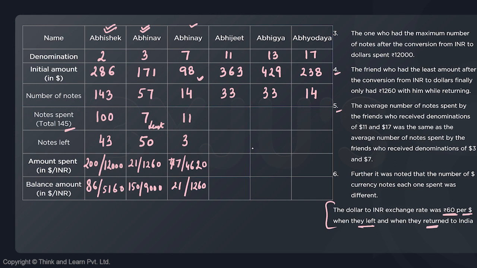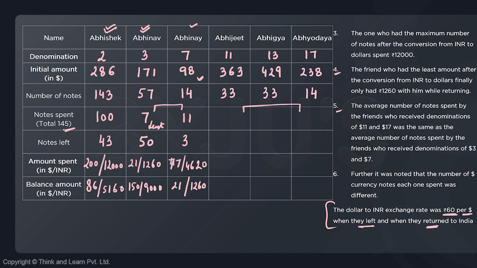Come to point number 5 now. The average number of notes spent by the friends who received denominations of 11 and 17, these two guys, was the same as the average number of notes spent by the friends who received denominations of 3 and 7, these two. When there are only two people on both sides, the total number of notes spent by the latter two is 18. So the total number of notes spent by the first two should also be 18. These two have spent 18 notes. 18 plus 18 is 36. This guy has spent 100 notes, so 136.